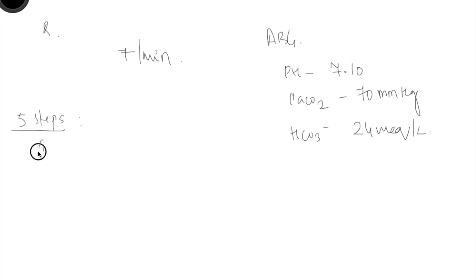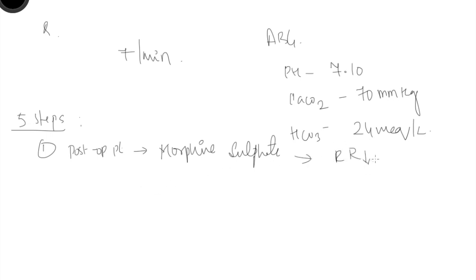So the first step we told is to look at the patient's condition, correct? So what was the history told? It is a post-op patient. The patient had surgical site pain, so the nurse has given him morphine sulfate. After that, the patient has become drowsy, the respiratory rate has fallen down to 7, and the patient is having shallow breathing. So that is the condition of the patient.